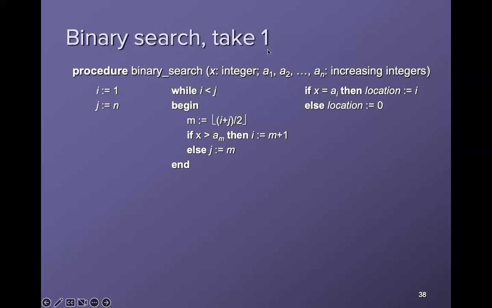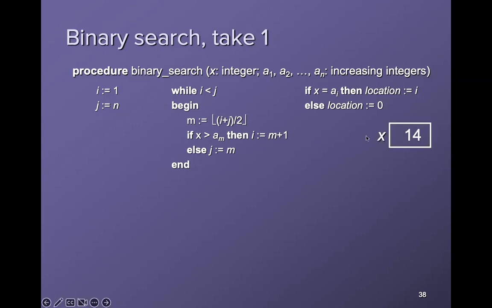So here's the procedure for the binary search. I will discuss this pseudocode as we go through an example as well. The binary search procedure has two inputs. The first one is the integer x, or the number that we are looking for, and another set of increasing integers a sub 1 to a sub n. In other words, the set is already sorted.